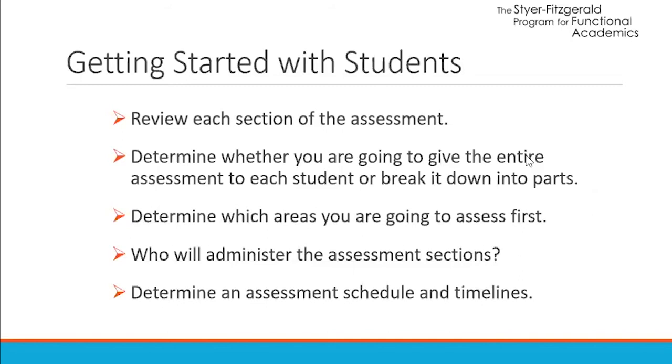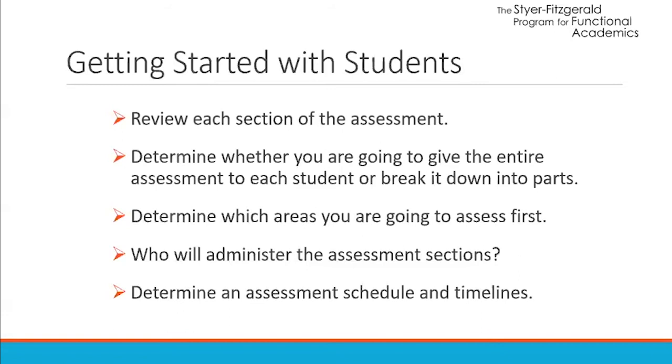I would say try assessing one student first, probably your easiest student to assess. And then it'll help you get your feet under yourself and also be able to figure out and judge how you're going to roll this out. You're going to determine which areas you're going to assess first. When I'm looking at the student's assessment book, the first area is functional reading. If you don't want to start doing functional reading with your assessing, then don't. Start with the area that makes the most sense for you.